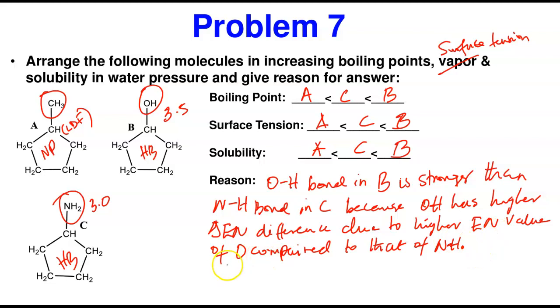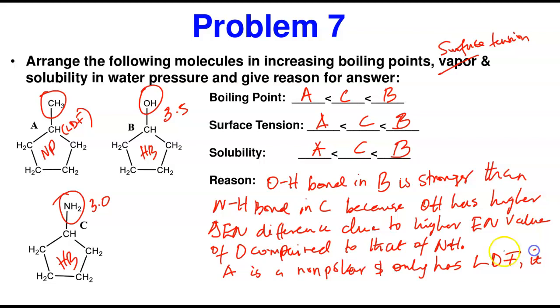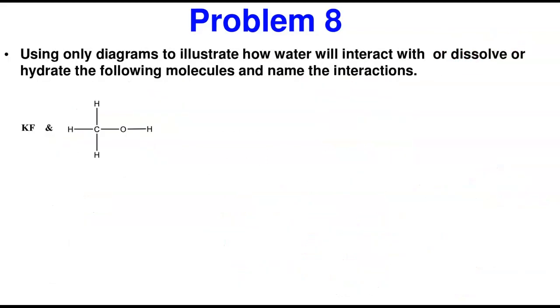Then lastly, A is non-polar and only has the London dispersion force. So it will of course have the lowest of all the properties. So this is the arrangement and these are the reasons. We go to the next problem.